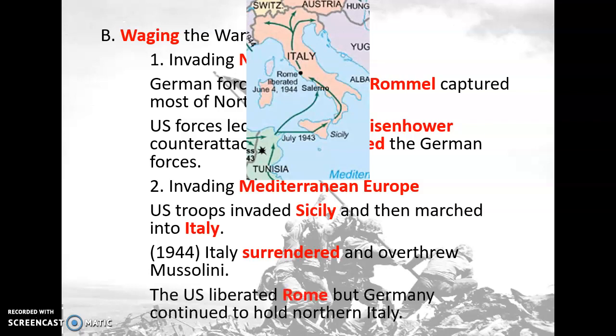The U.S. liberated Rome, but Germany continued to hold northern Italy, as you can see on the map on the screen, as well as the map in your book. Fighting will continue there for another year.